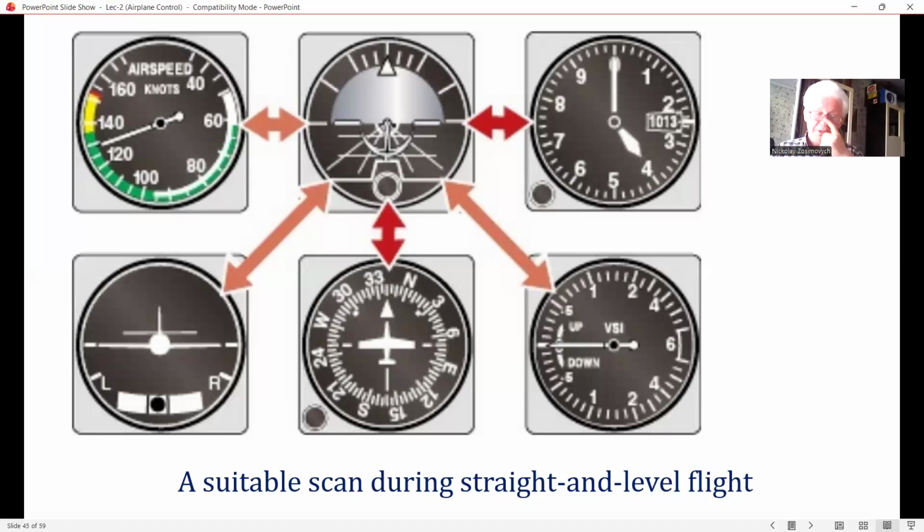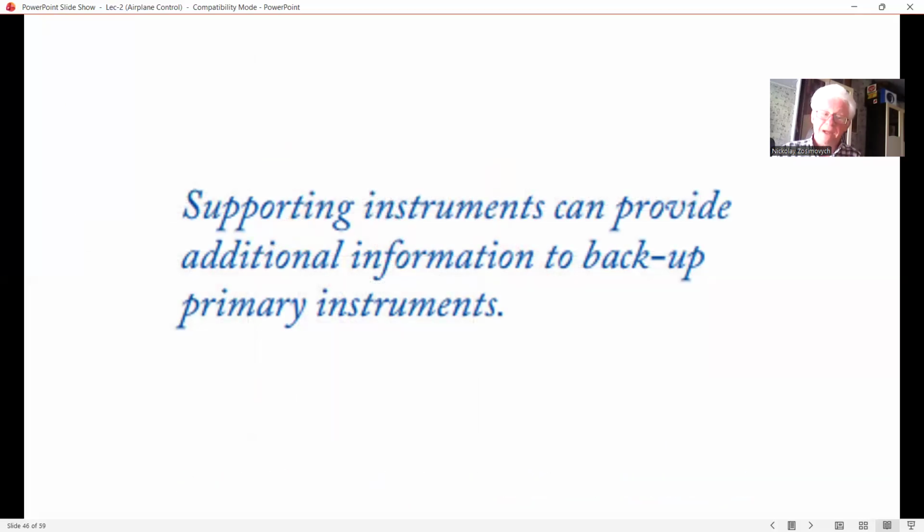Use all available resources. For instance, with correct power set and the correct attitude selected on the AI, it is possible to hold altitude approximately, using only the AI and the power indicator. But if precision is required, then the altimeter must be included in the scan as the primary reference for altitude. And finally, remember the supporting instruments can provide additional information to back up the primary instruments.